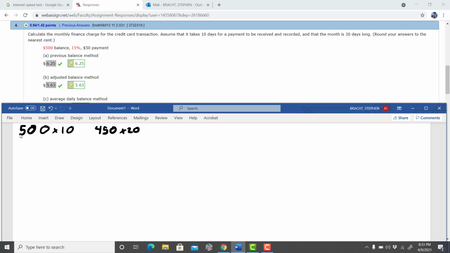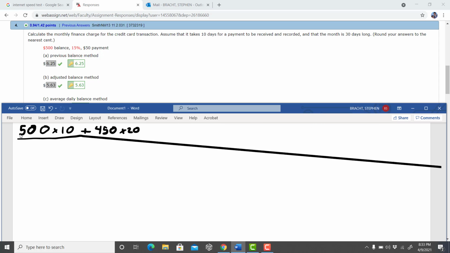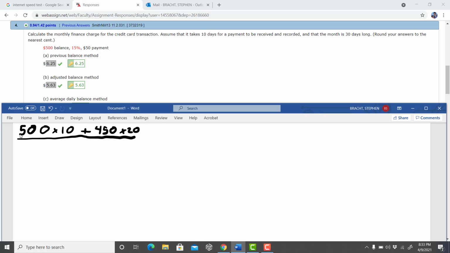Okay. And I add these together, and I divide by the total number of days in the billing period, which is the full month, which is 30.